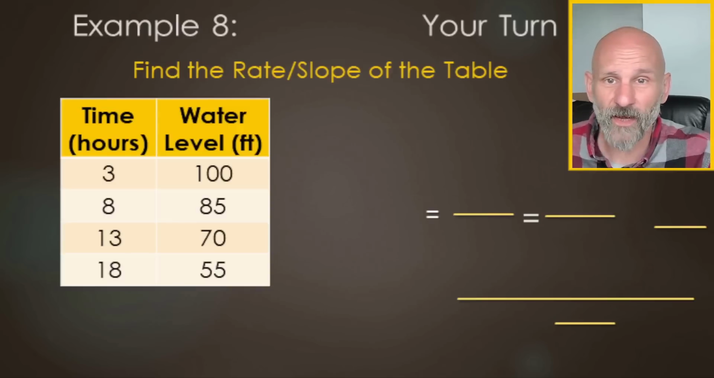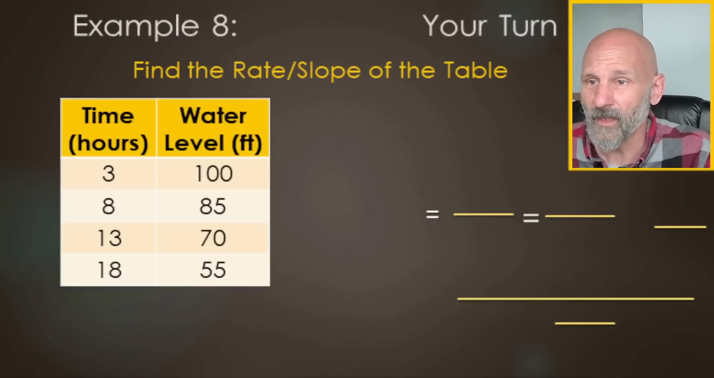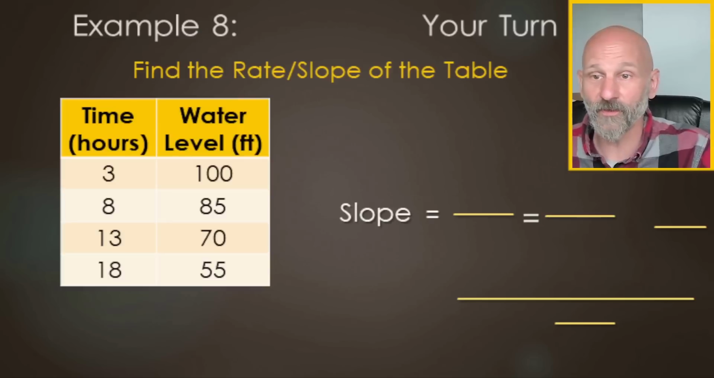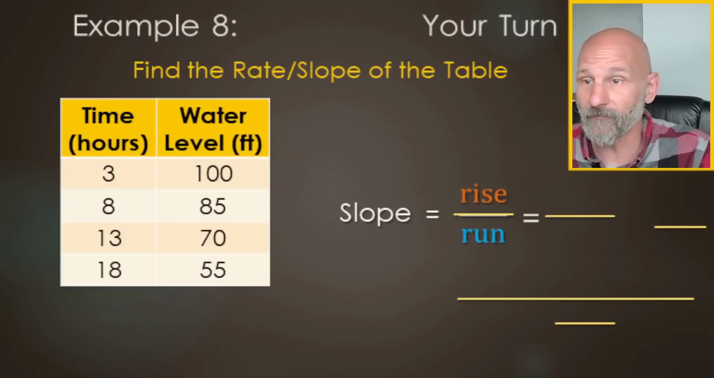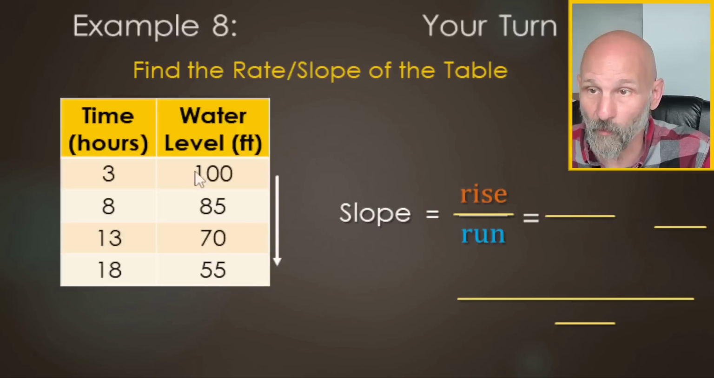Go ahead and try this one out on your own. Pause the video, then come on back and see how you did. Here we're looking at water level versus hours. We're still going to be finding the slope here, and we're doing rise over run for this. Remember, with a rise, that goes with the y's. So we're looking at the y values, reading from top to bottom, 100 to 85 to 70 to 55.